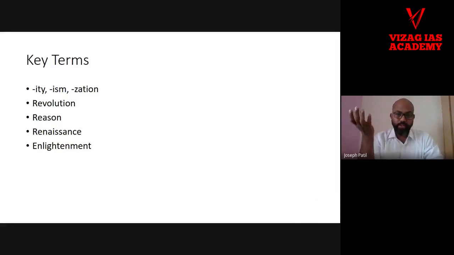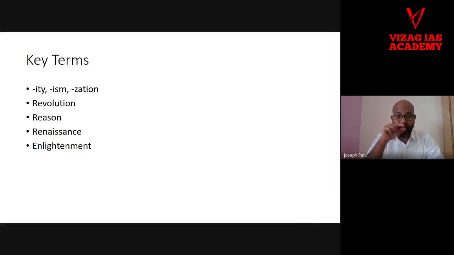Similarly, Hinduism. Hinduism is a set of core beliefs that constitute the Hindu faith, the Hindu religion. Now, what are those beliefs? Karma, dharma, reincarnation. Some of these are core beliefs, and this constitutes what is Hinduism. It's the set of beliefs.